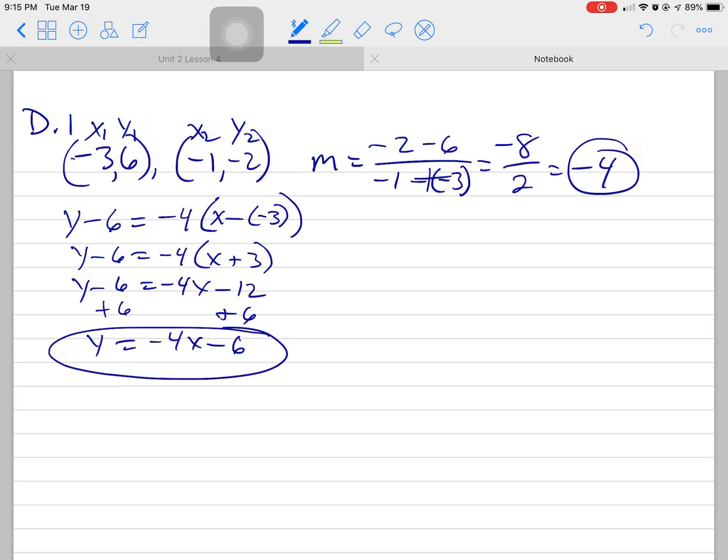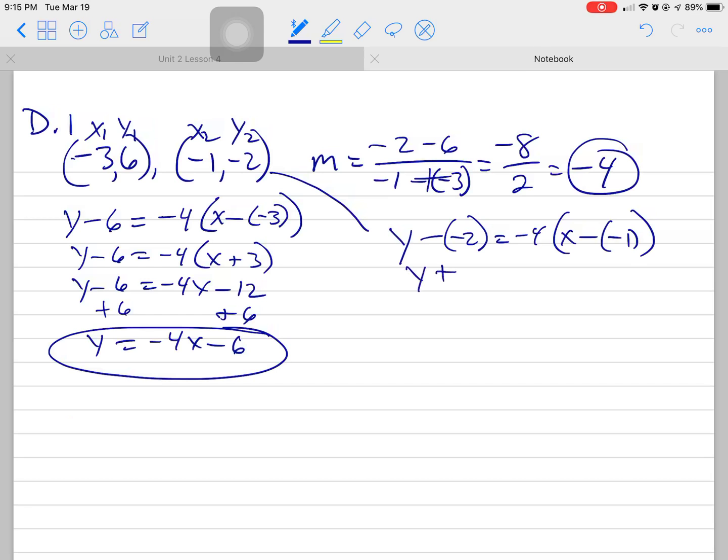Let me check my answer. That's what I have. Okay. You can also put the other point in, but you should end up at the same place. Let's try it. So y minus negative 2 equals negative 4 times x minus negative 1.